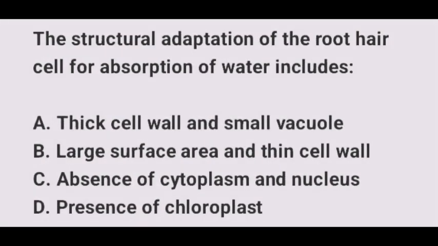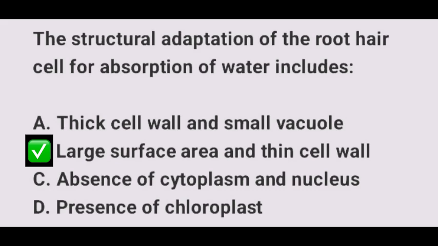Question 6 says, the structural adaptation of the root hair cell for absorption of water includes: option A, thick cell walls and small vacuole; B, large surface area and thin cell wall; C, absence of cytoplasm and nucleus; D, presence of chloroplast. The correct option is option B, large surface area and thin cell walls.